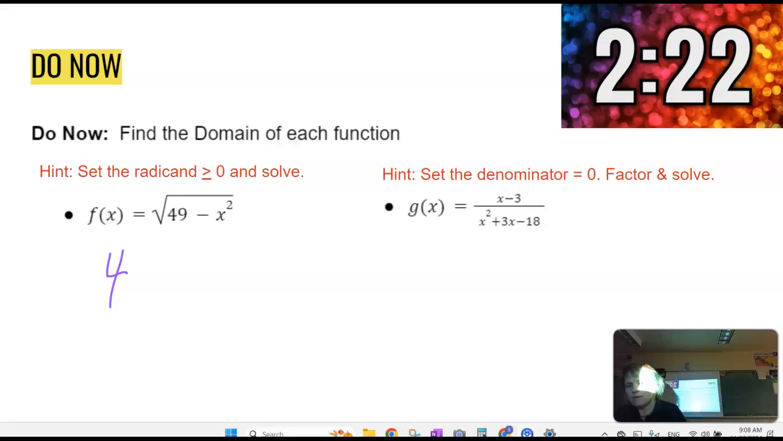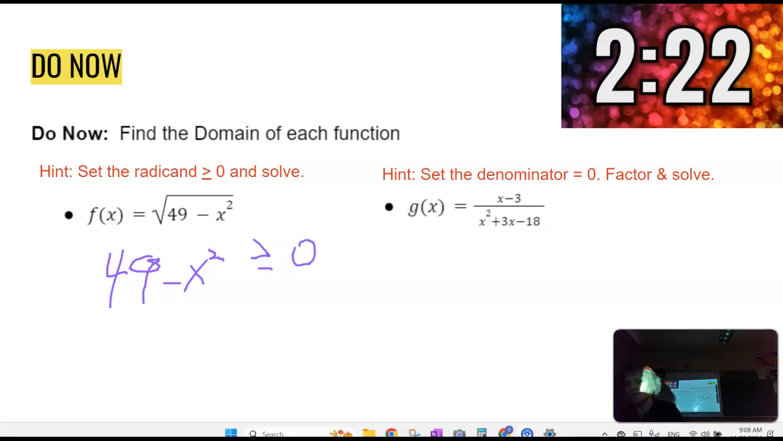49. Wait, so what about the top? Oh, minus x squared. What about the top? What do you mean, what about the top? Greater than or equal to 0. Solve. Okay, I wonder if I could try to do this with the text.